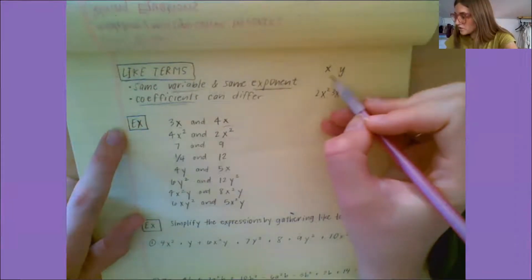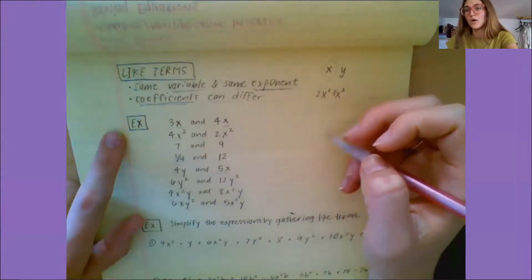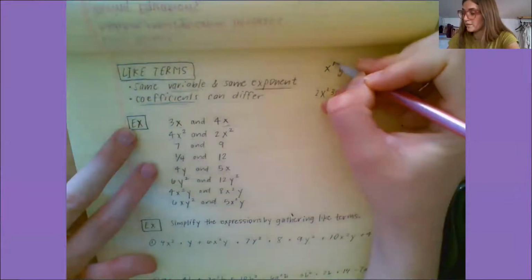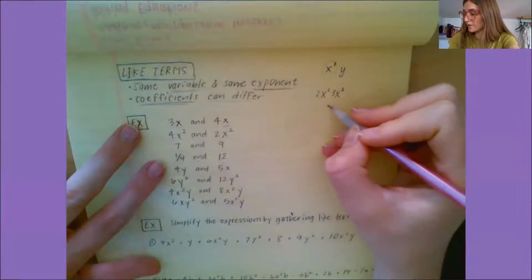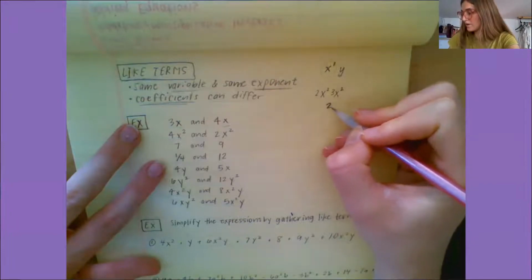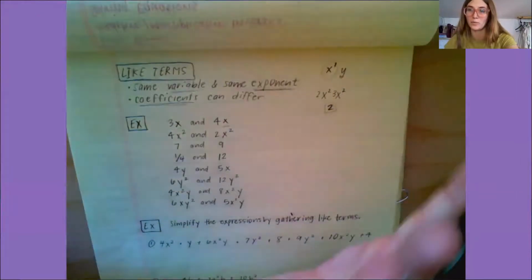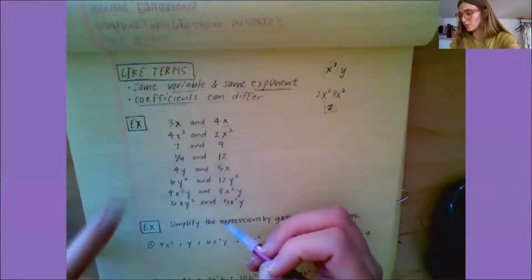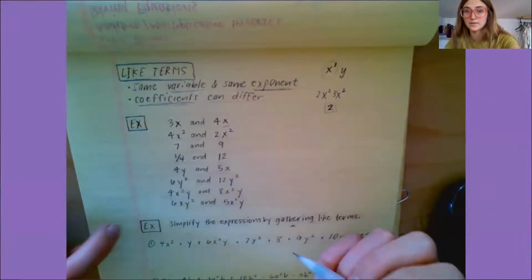When we have just a variable and it's not raised to any exponent, the invisible exponent is just 1. And if we have a constant number, then that doesn't have any variable at all. Okay. Let's go through some examples and decide whether these are alike or not.